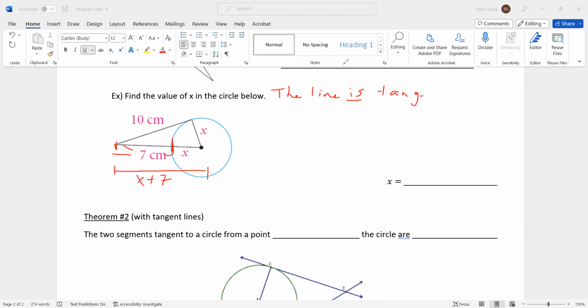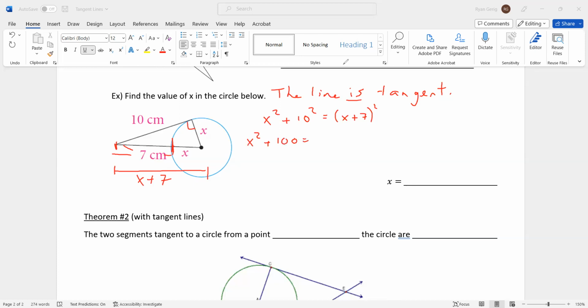You do need to know that before you can go any further with this one, because if it's not, then that's not a right angle. But the fact that it is, that makes that a right angle. And I can say x squared plus 10 squared equals, and then it's the whole hypotenuse squared. So the whole hypotenuse again is x plus 7 squared. The left side's nothing tricky, x squared plus 100.